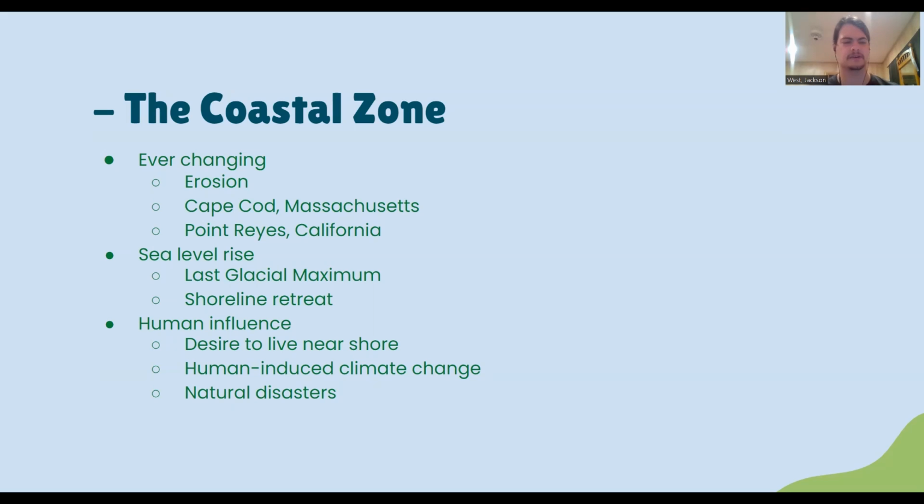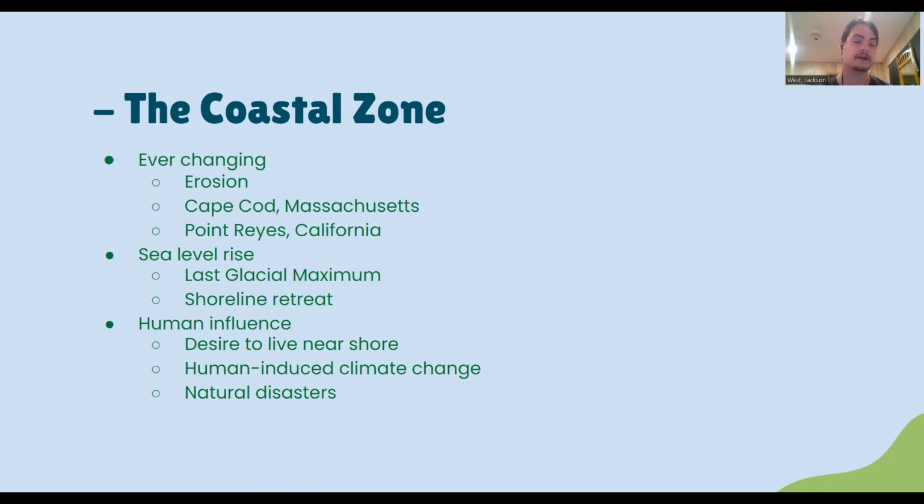Another factor that affects the coastline is the sea level. Sea level rise can push back the shoreline, which causes features that were previously on land to now be at the shoreline. These features can be made from a diverse range of geologic processes, such as glaciation and volcanic activity. Most shorelines have experienced some level of sea level rise due to the melting of glaciers from the last glacial maximum. And the next important factor that affects the coastal zone is human influence.